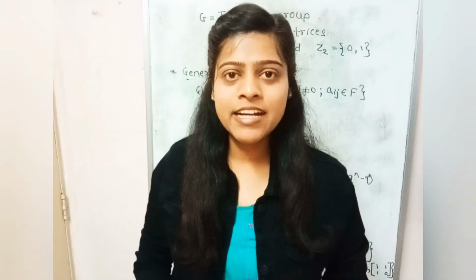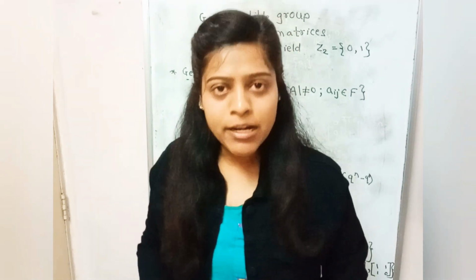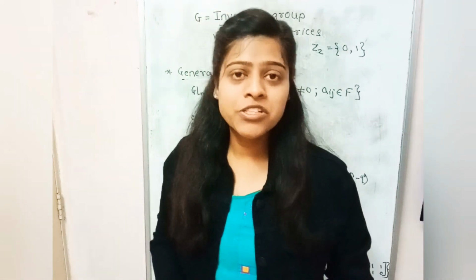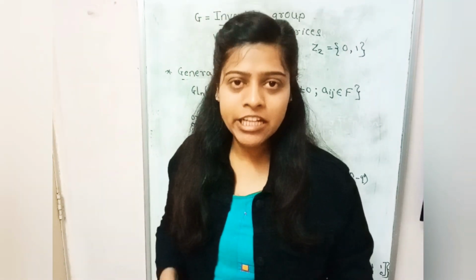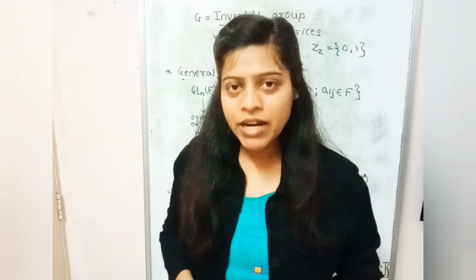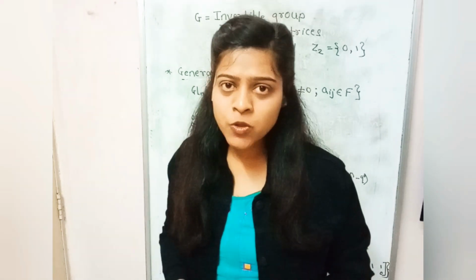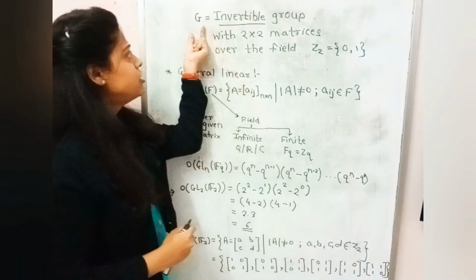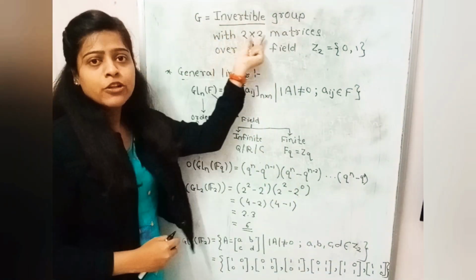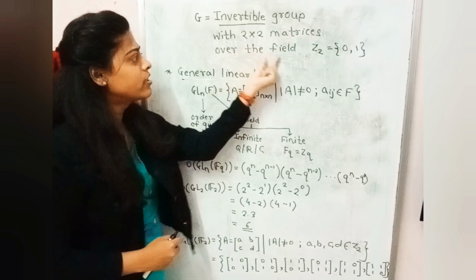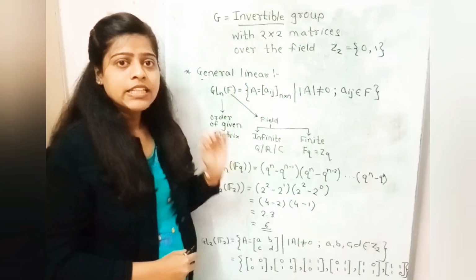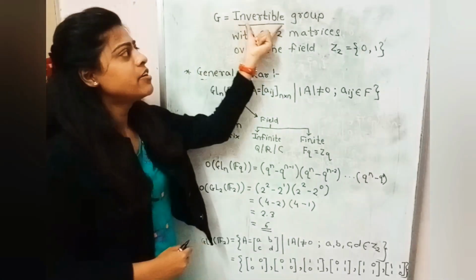This question is related to basic types of matrices, and if you know the theory of that matrix, then we can find its answer very easily. This question is totally based on the general linear group concept. Before we start the solution, firstly we have to consider the given conditions. Here G is an invertible group of 2 cross 2 matrices over the field Z2, and Z2 contains 2 elements, that is 0 and 1. Note that G is an invertible group.